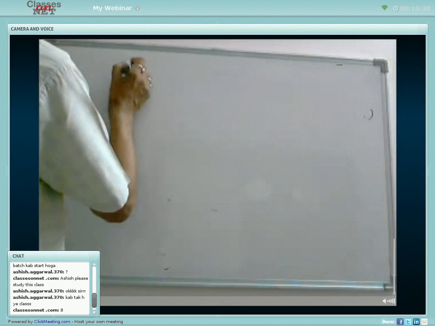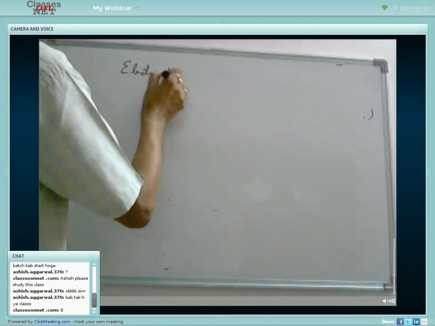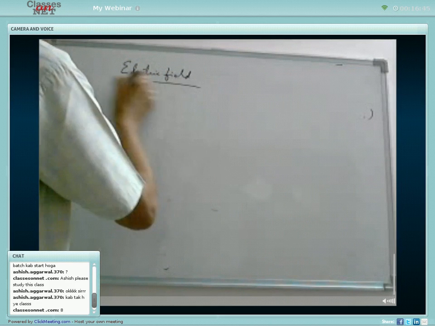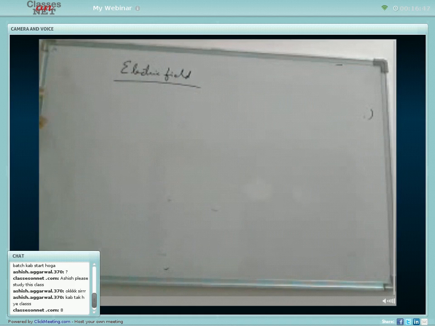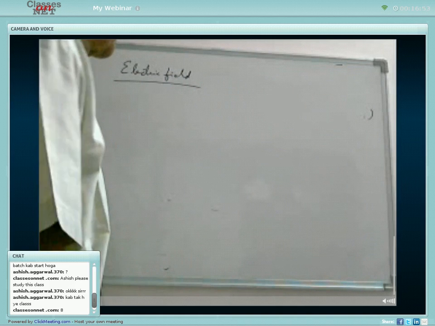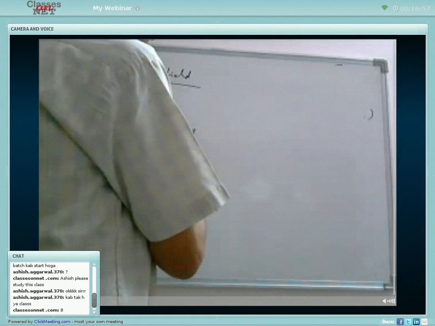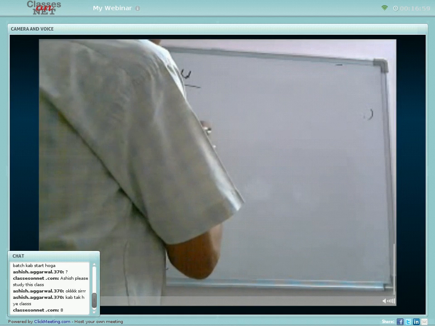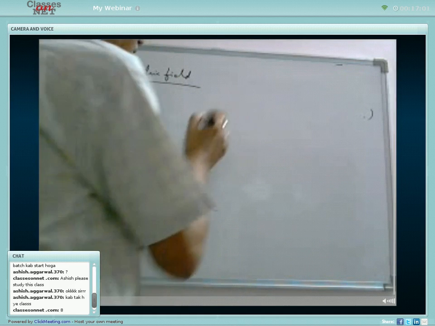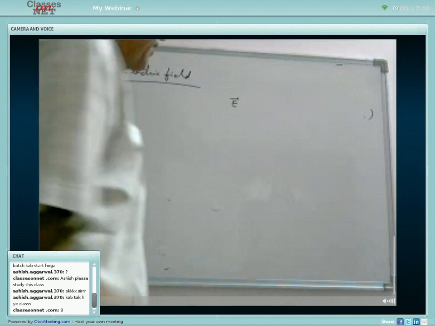Now we want to see what is electric field. The space around a charged body where its influence can be felt is known as electric field. Electric field can be measured. The strength of the electric field can be measured by a quantity known as E.